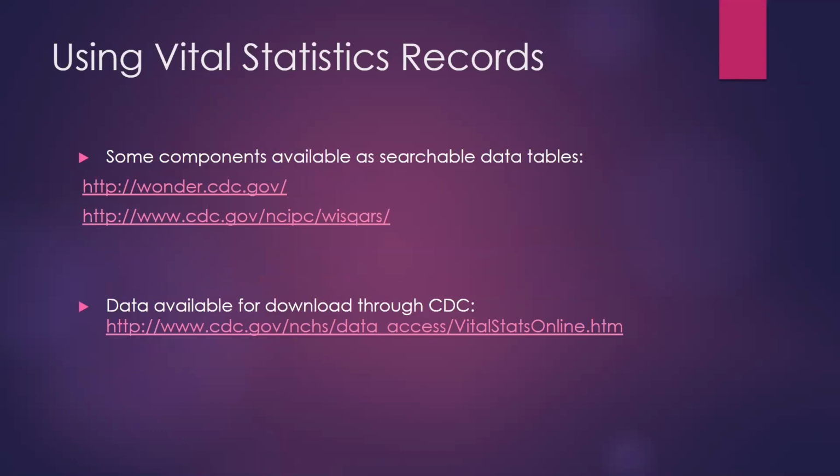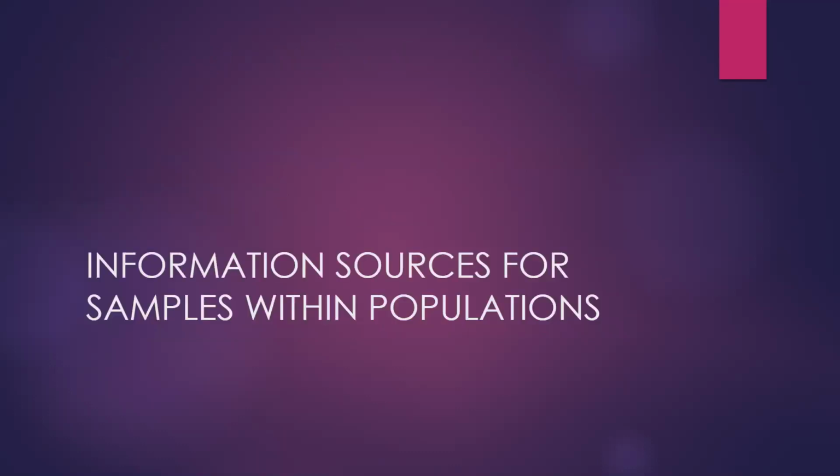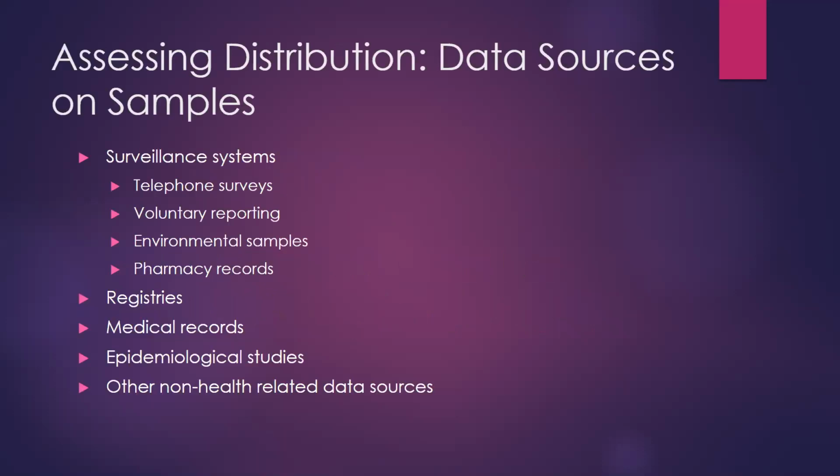Those are also available online at the CDC's website, and you can search it through the WISQARS and other data programs through CDC. And then I just want to briefly mention a few information sources that are commonly used in public health that rely on samples. There are lots of different types of them, so I won't be covering all of these today. I'm just going to touch on some surveillance systems, but I do want to note that registries, medical records, specific studies, and other non-health related data sources can be really informative.